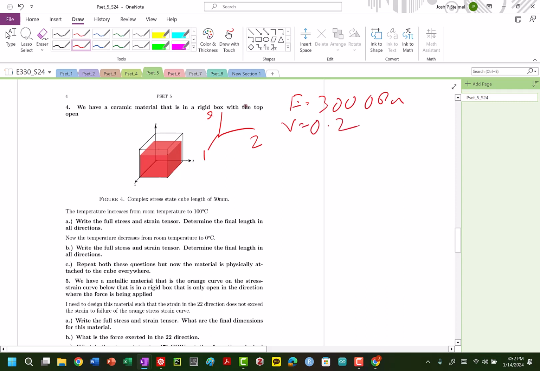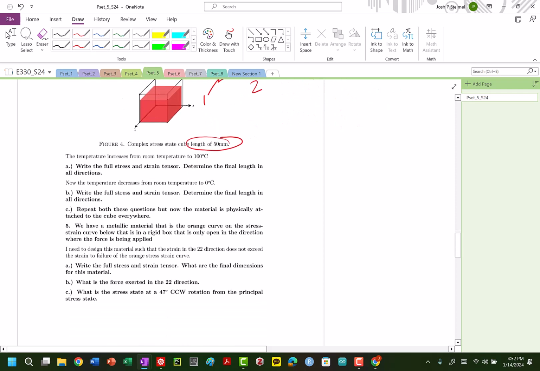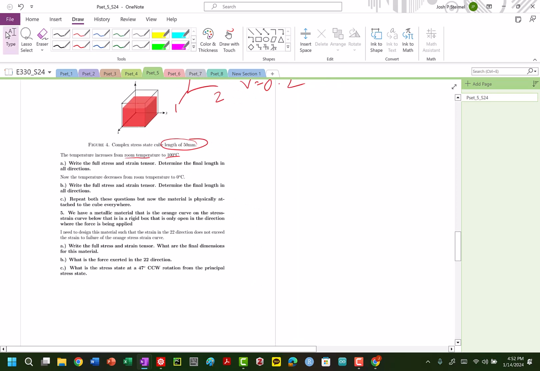So it's a rigid box with the only thing that's open is the top. We have the length right here. Temperature increases from room temperature to 100 degrees C. So let's go ahead and do it. When this material expands, let's go ahead and write out our third step, stress and strain tensors.